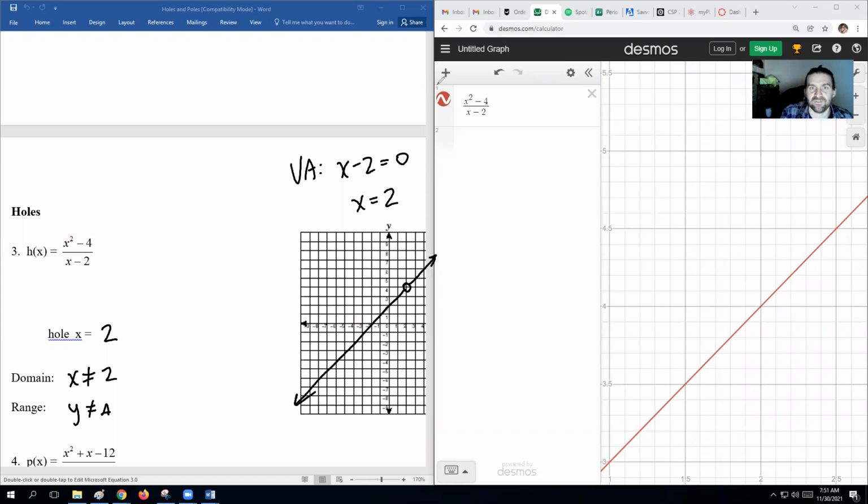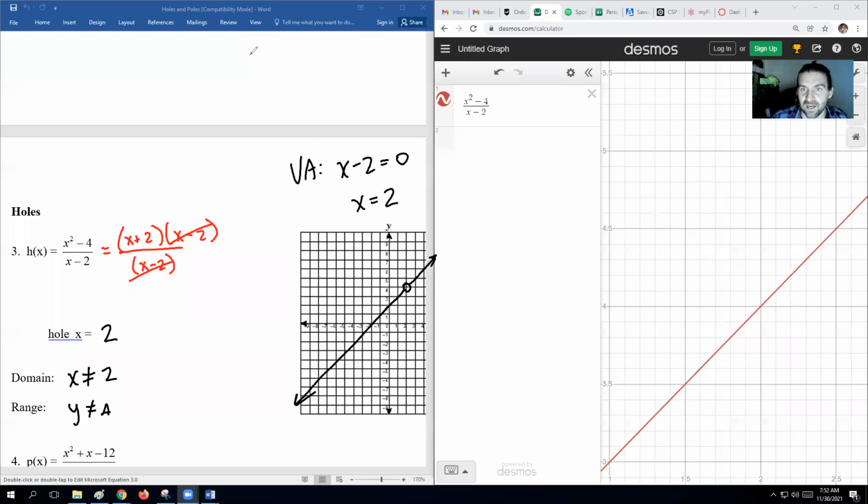Now let's talk about how we can figure that out. The reason why we can determine that is because we know the bottom equals 0 at x equals 2, but the top we could factor into x plus 2 times x minus 2. If the bottom can cancel out, that's going to be a hole. If it cannot cancel out, that is going to be a pole.